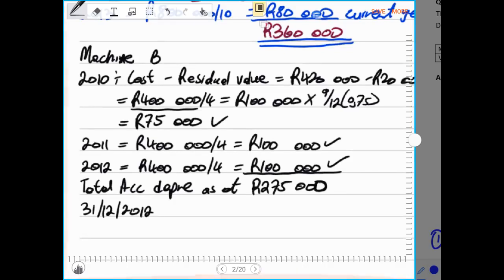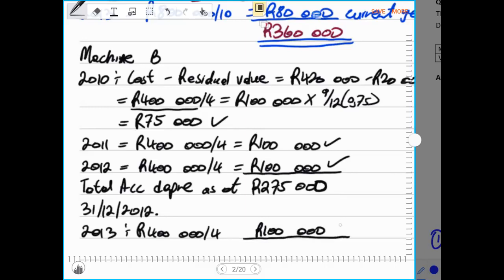So now we need again to know depreciation for the year 2013, because this machine B was not sold. For the year 2013, depreciation will still remain the same: 400,000 rands divided by 4, it will be 100,000 rands, because machine B was not sold. Remember, 4 is the useful life. So now this is the depreciation for the current year.